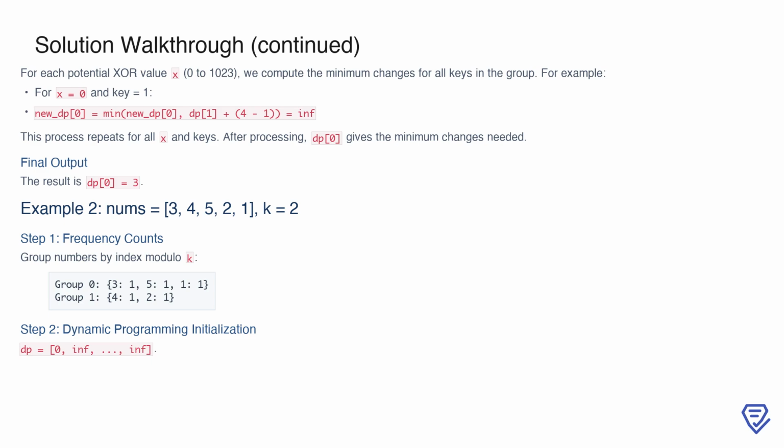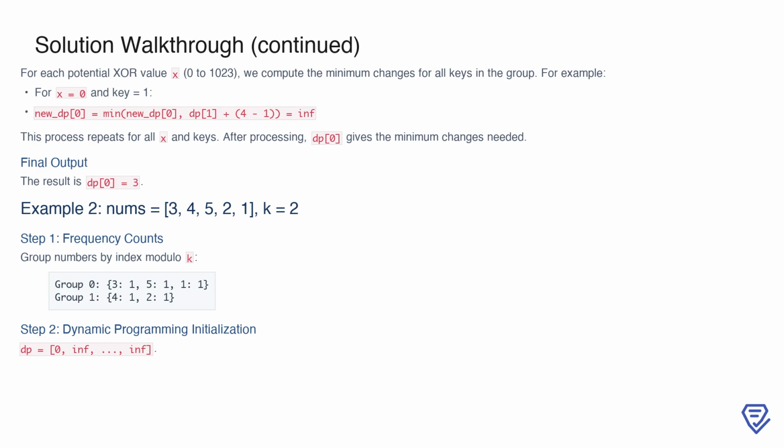After processing the group, DP0 gives the minimum changes needed to make the XOR of all segments equal to 0. In this example, the result is DP0 equals 3. Moving to the next example, when nums is 3, 4, 5, 2, 1, and k is 2, we first group the numbers by their indices modulo k. Group 0 contains elements at indices 0, 2, and 4, resulting in frequencies of 3, 5, and 1. Group 1 contains elements at indices 1 and 3, with frequencies of 4 and 2.